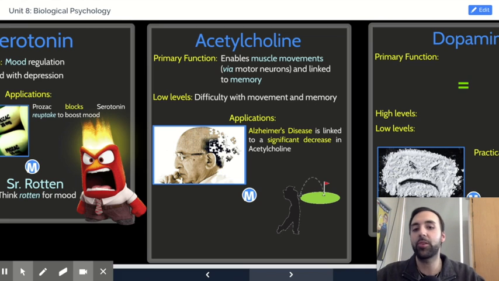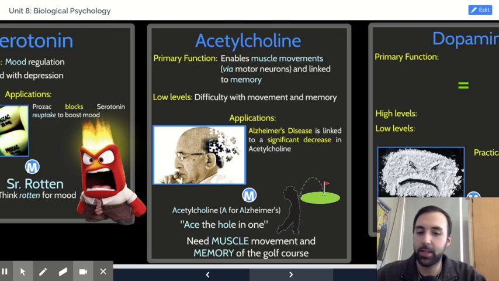It is actually acetylcholine that the venom of a black widow spider, or the poison of a black widow spider rather, affects, making it so that acetylcholine cannot function properly. If you're familiar with what would happen if you were bitten by a black widow spider, you would become paralyzed and then, assuming you're untreated, soon die after. It is because acetylcholine, as we're just talking about, enables muscle movement.